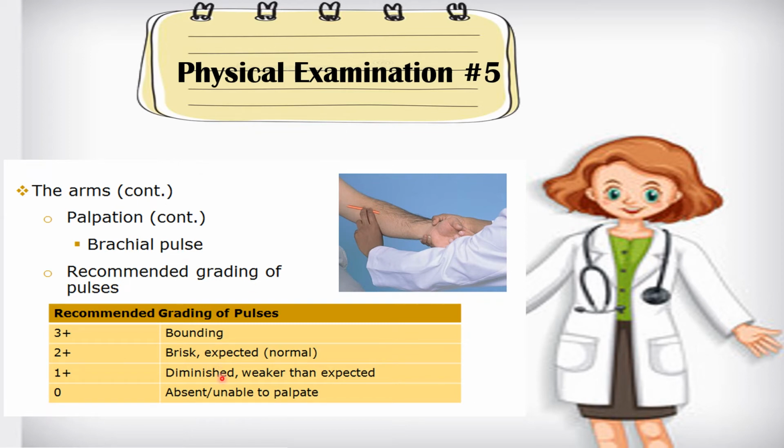So if you cannot obtain the radial pulse, you have to feel for the brachial pulse by flexing the patient's elbow slightly and then palpating the artery just medial to the biceps tendon at the antecubital crease, as you can see in this picture. The brachial artery can also be felt higher in the arm, in the groove between the biceps and the triceps muscles.